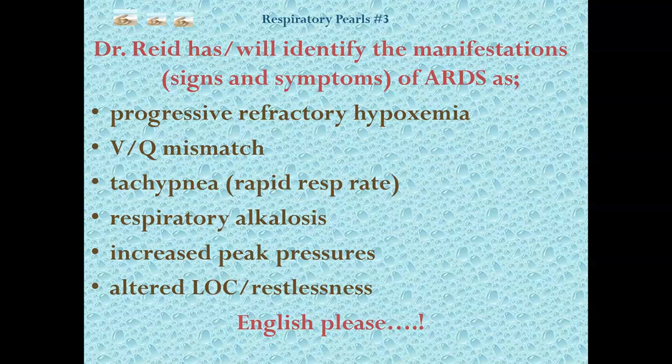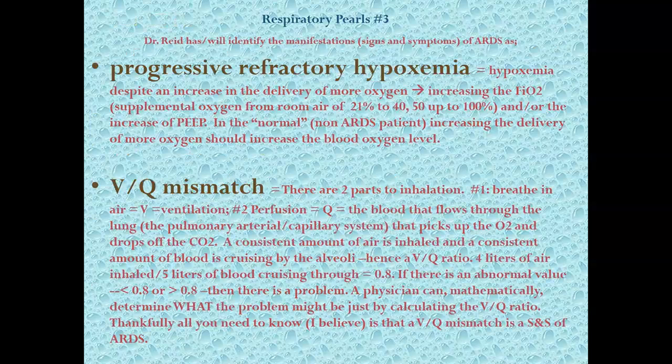So one of the things that Dr. Reed does in her Jeopardy is she will identify the manifestations of ARDS, or adult respiratory distress syndrome. Manifestations, fancy way of saying the signs and symptoms. So here they're listed: progressive refractory hypoxemia, VQ mismatch, tachypnea, respiratory alkalosis, increased peak pressures, and altered level of consciousness, restlessness. Some of those terms you're like, I got that part, and others you might be going, what does that mean? So let's go through each one because it's important.